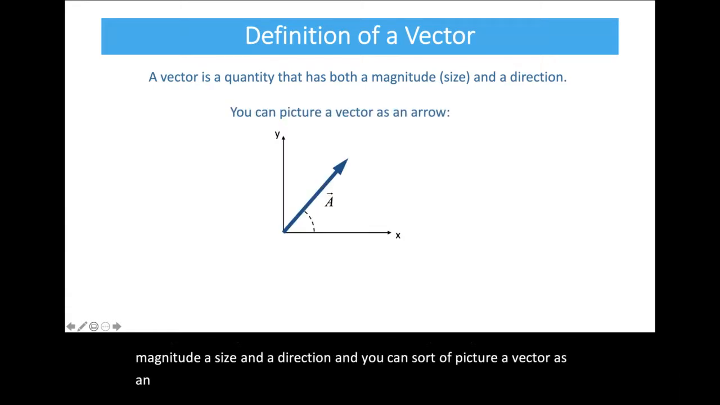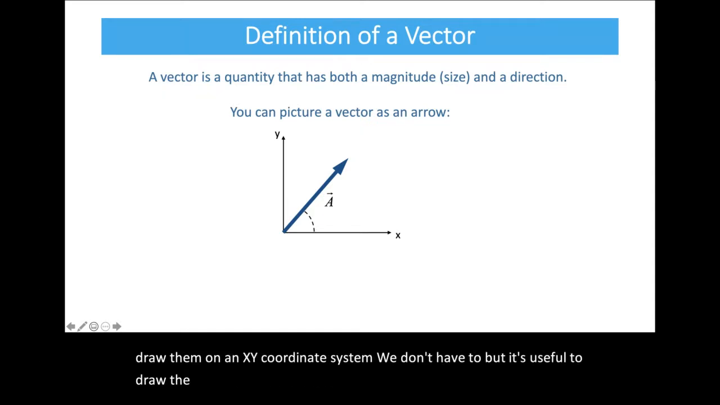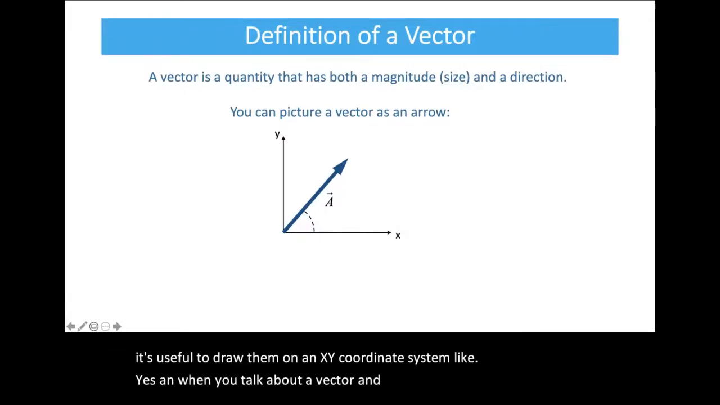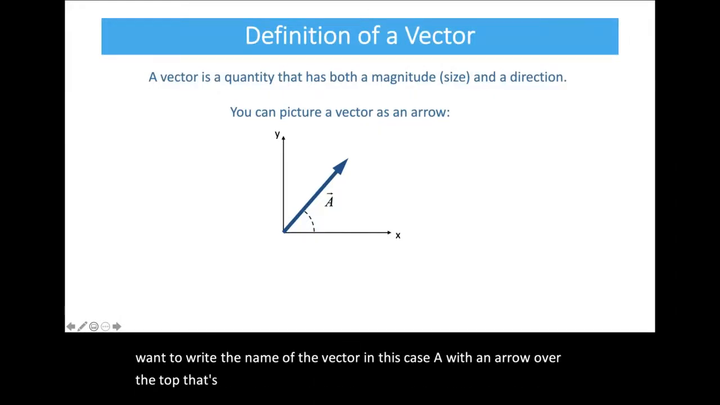Here's the vector A, drawn as an arrow. We often draw them on an XY coordinate system. We don't have to, but it's useful to draw them on an XY coordinate system like this. When you talk about a vector and you want to write it down, you write the name of the vector, in this case A, with an arrow over the top. That's really important to indicate that you're talking about a vector quantity.